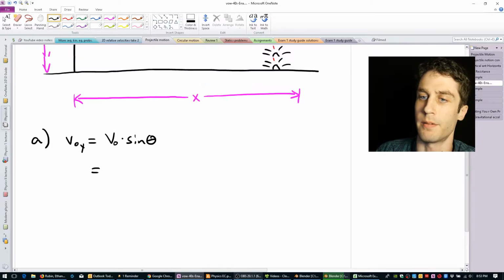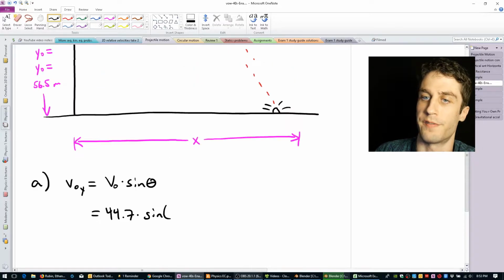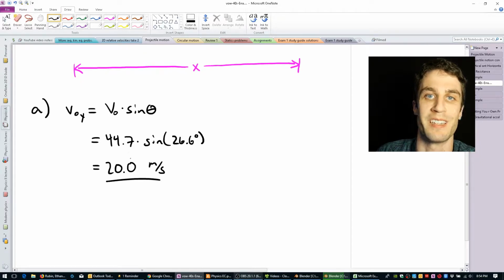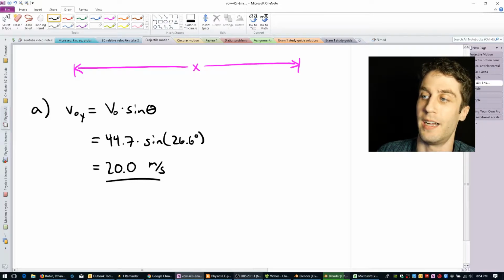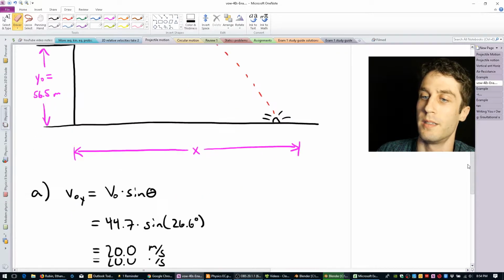So what were those numbers? 44.7 meters per second times the sine of 26.6 degrees. And when I plug that in, what I find is that the initial y component of its velocity is 20.0 meters per second. Okay, this is not the answer that we're looking for, but it's our first step in that answer, because we initially had the velocity in terms of its magnitude and direction, and now we have at least one component of the velocity. So let's carry on from there.